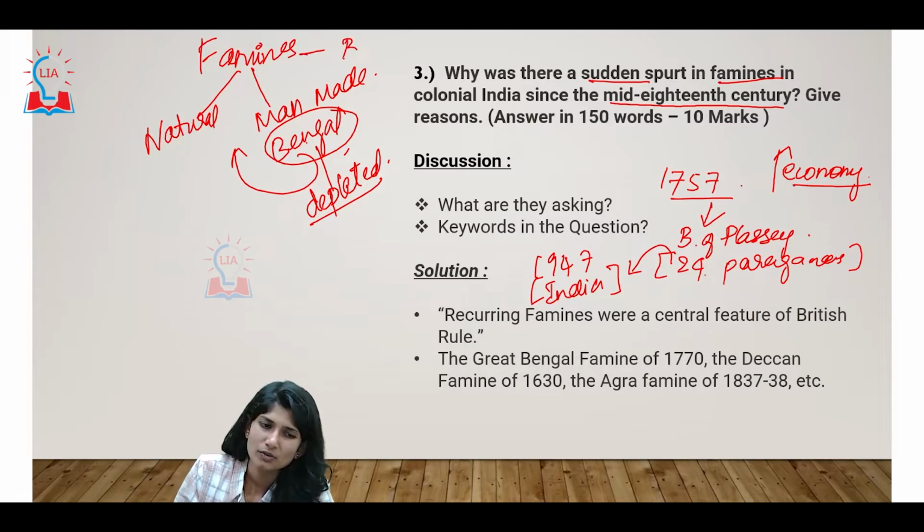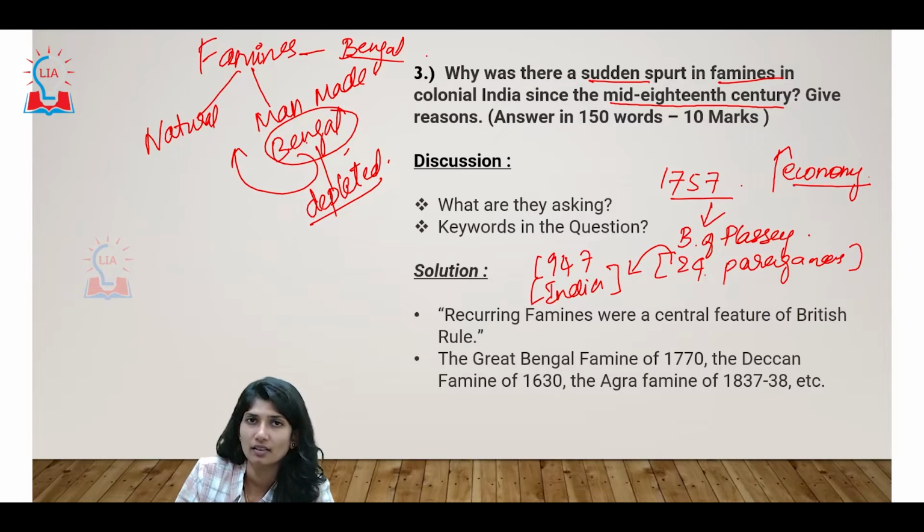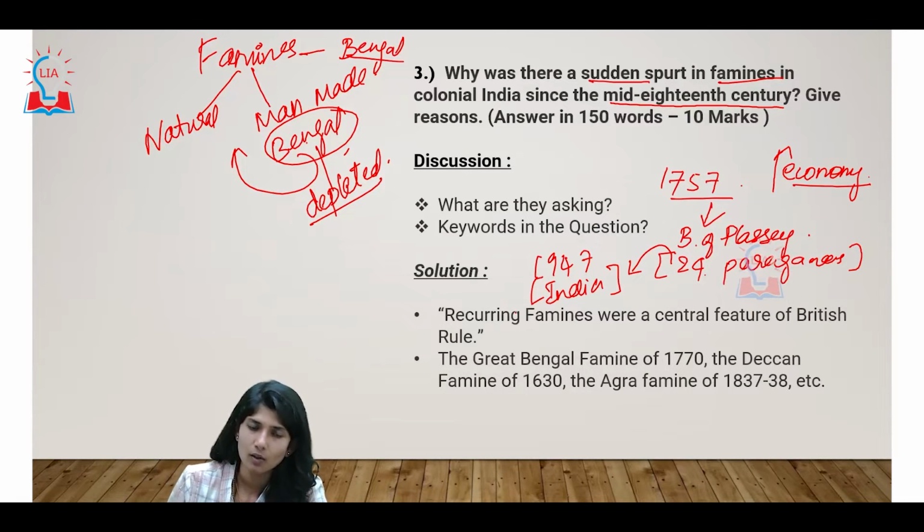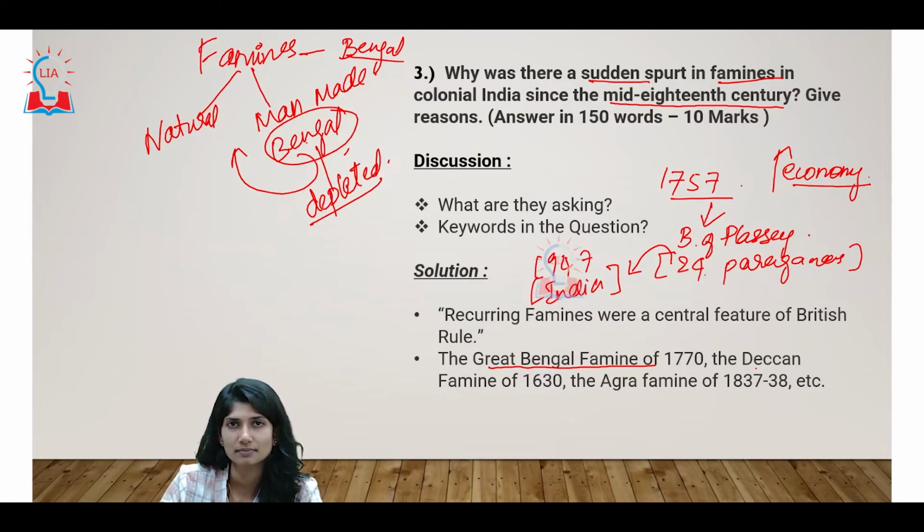The worst affected of them was Bengal, which saw frequent occurrence of both natural and man-made famines, and this spread throughout India. Initially, what started out in Bengal spread throughout India. One comforting fact is that post 1947, India hasn't witnessed that many famines. Now, see, what are the famines that were there? Great Bengal famine of 1770, Deccan famine of 1830, Agra famine of 1837-38, etc. Right? Famines kept on occurring. Alright.